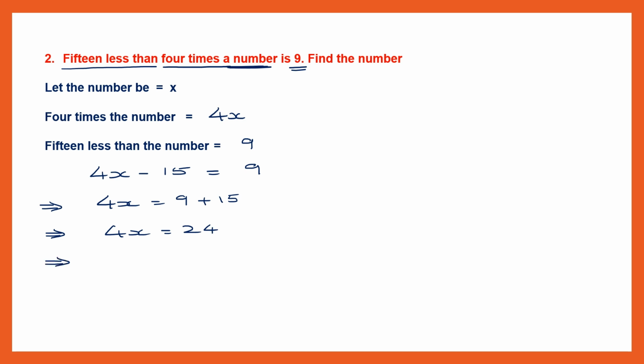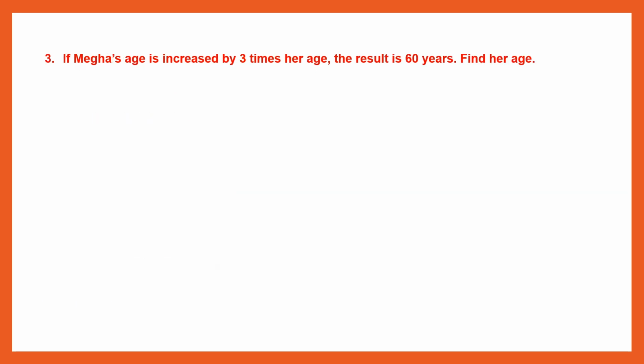Now we can find the value of x. We can say x is equal to 24 by 4. So let's cancel. 4 6s are 24. So we have found the number, and the number is 6. So let's write that. The number is 6.